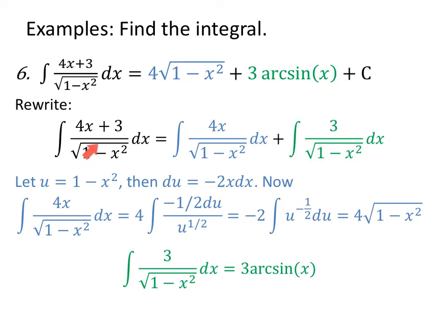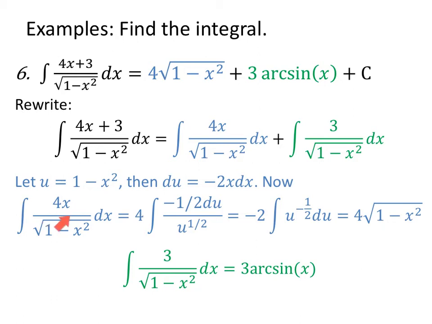What we're going to do is remember that for a single denominator, we could split up a numerator. So instead of 4x plus 3 as my numerator, I could look at the integral of 4x over the square root dx plus the integral of 3 over the square root dx. And I'll take care of them one at a time. In blue, I'll let u equal 1 minus x squared. Then du is minus 2x dx, and I can handle that x.